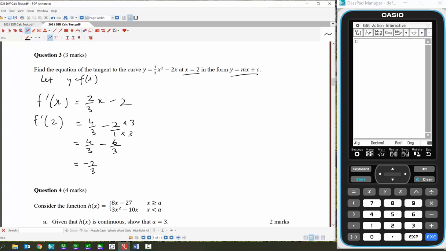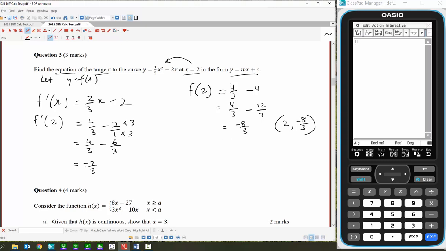Now that's good, but we're not after the gradient of the tangent, we're after the equation of the tangent. So we know that it's got a gradient of negative 2/3, and to get its equation, all we'll do is put 2 into the original function. So we're going to go f of 2 to find out the y value at that point. So that's going to be 2 squared is 4, 4/3, take away 4, bit of fraction work in this one, negative 8 on 3. So the equation of the tangent goes through the point 2, negative 8 on 3.